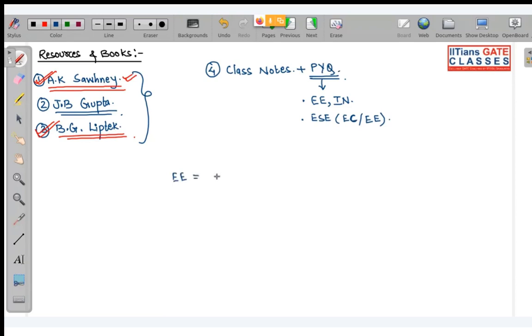For measurement, the approximate marks for electrical are somewhere around 4 to 5 marks, not more than this, even less. And from instrumentation, it is a 6 to 7 mark question. If your concepts are clear, whatever I tell you in the class, if you are able to grasp those concepts, then it will be easier to solve any question. One or two questions might be very difficult and you have to skip those if they come in the exam. But 90% of the questions asked from measurement are very, very simple.